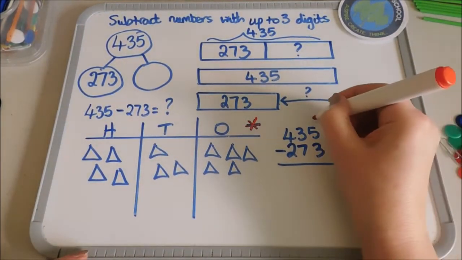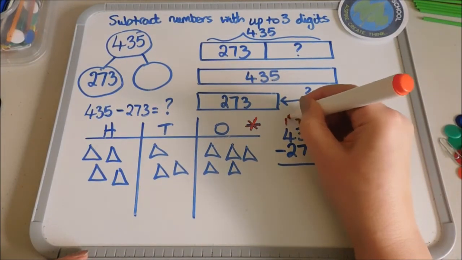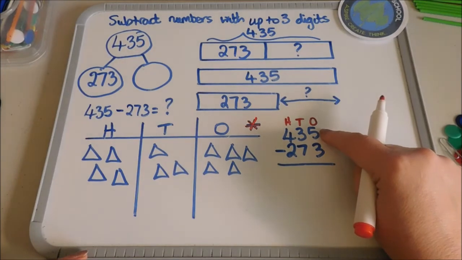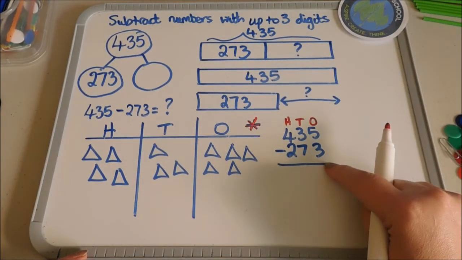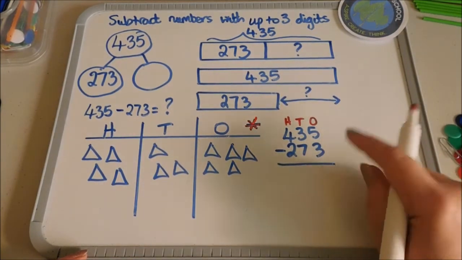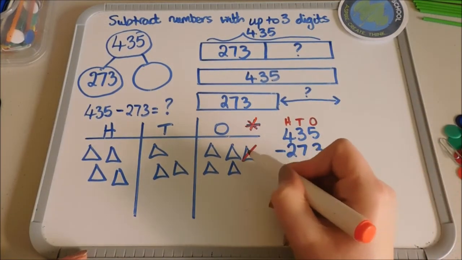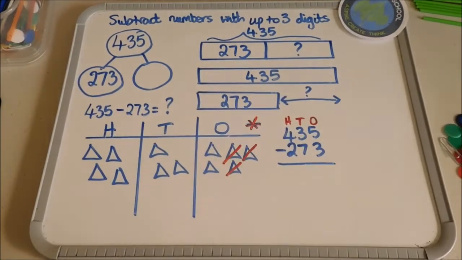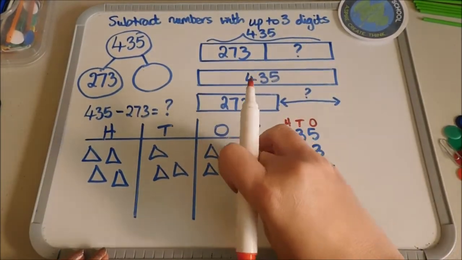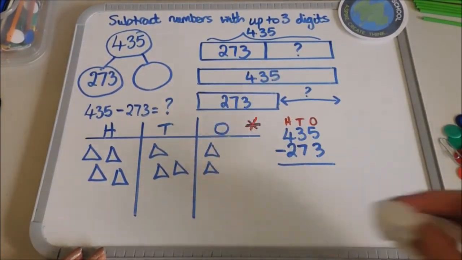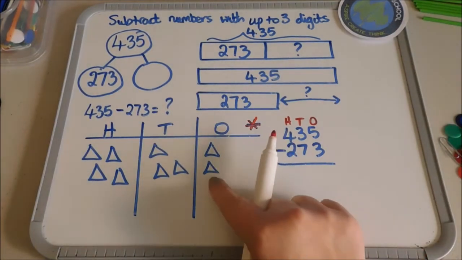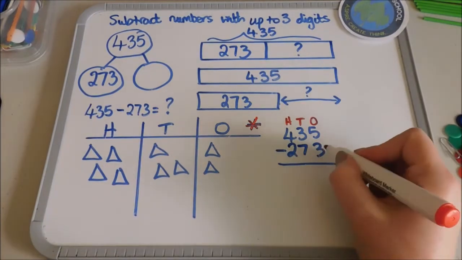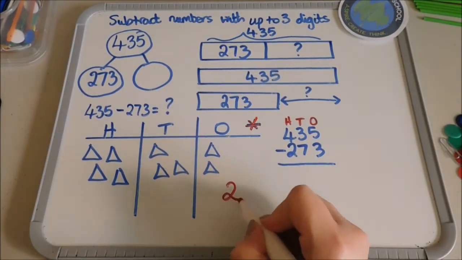If I match up my columns here, I can see that I need to do 5 subtract 3. So I'm going to take 3 away. I can cross them out, or I can literally rub them out if you've drawn them, move them if you're using counters, and it has left me with 2 in there. So 5 take away 3 is 2.